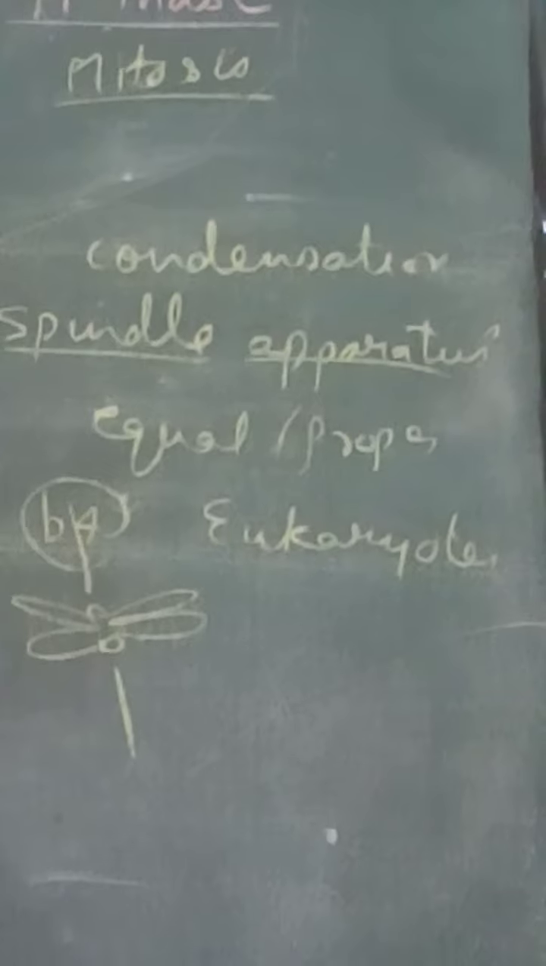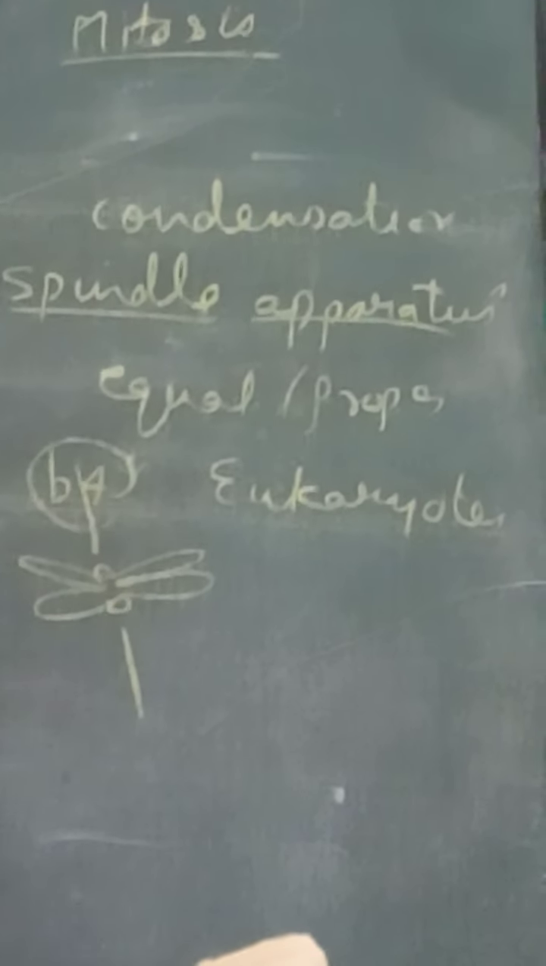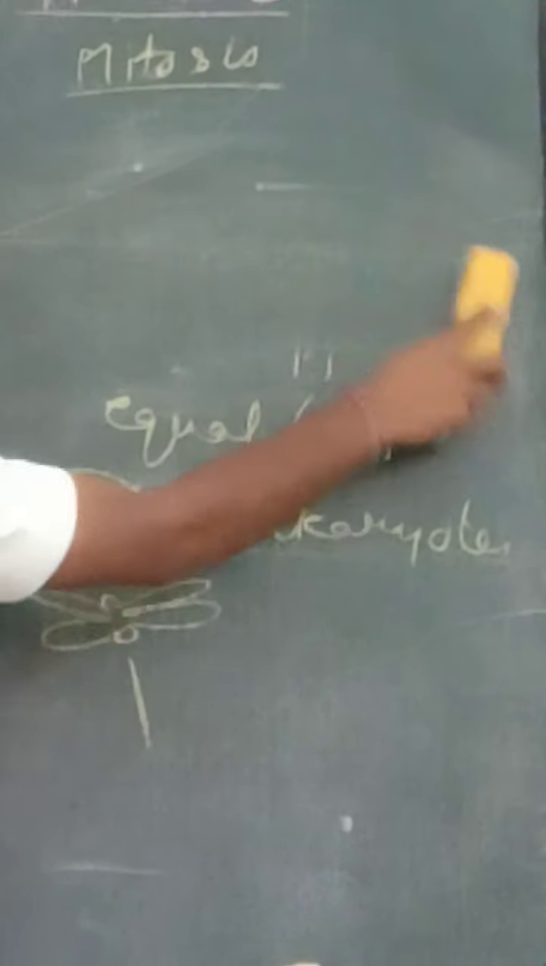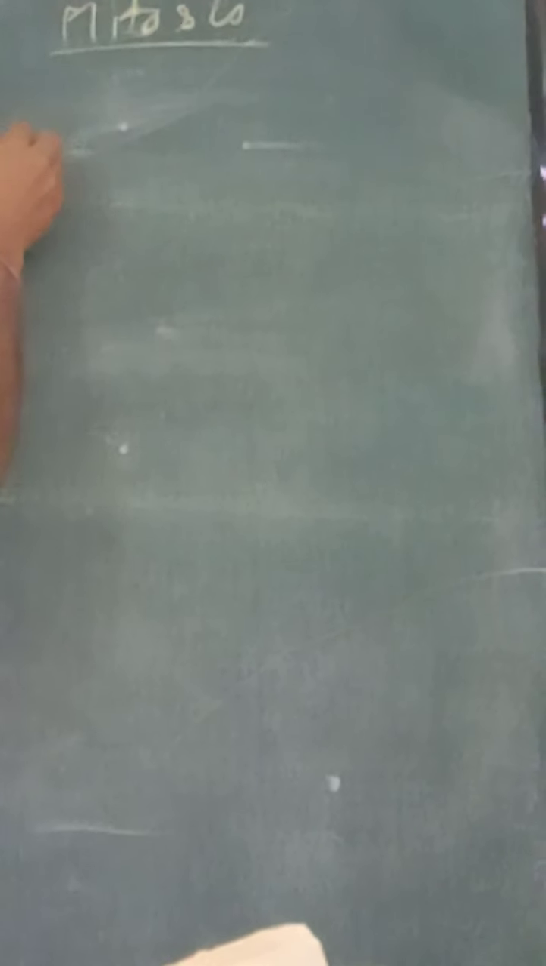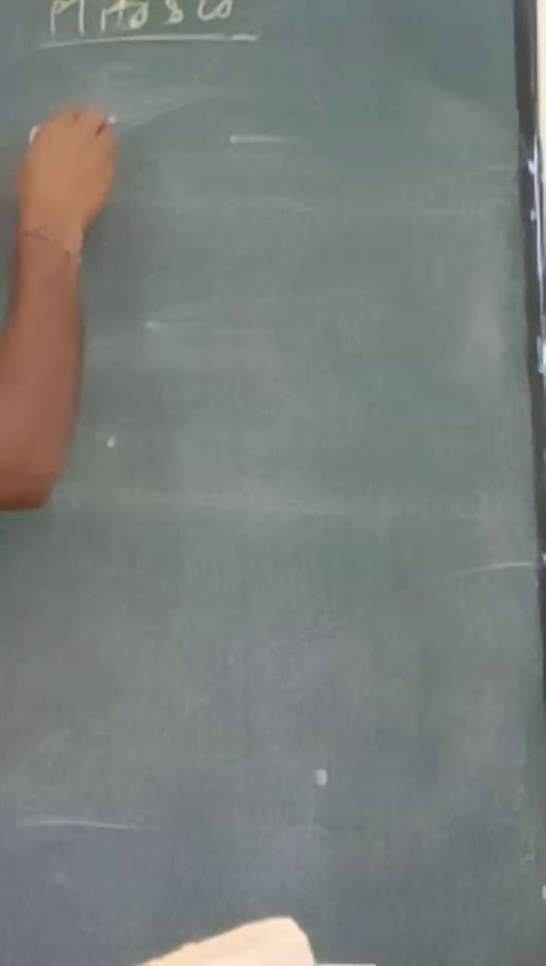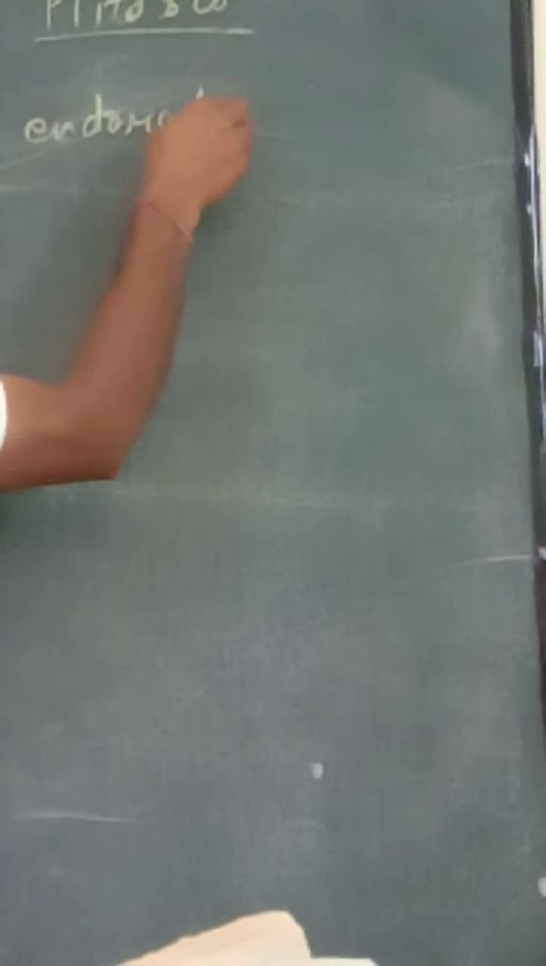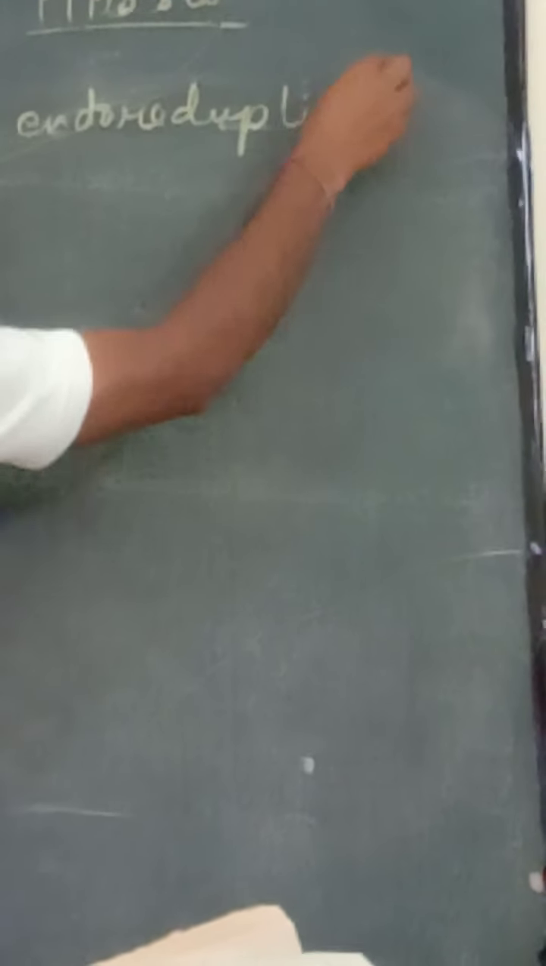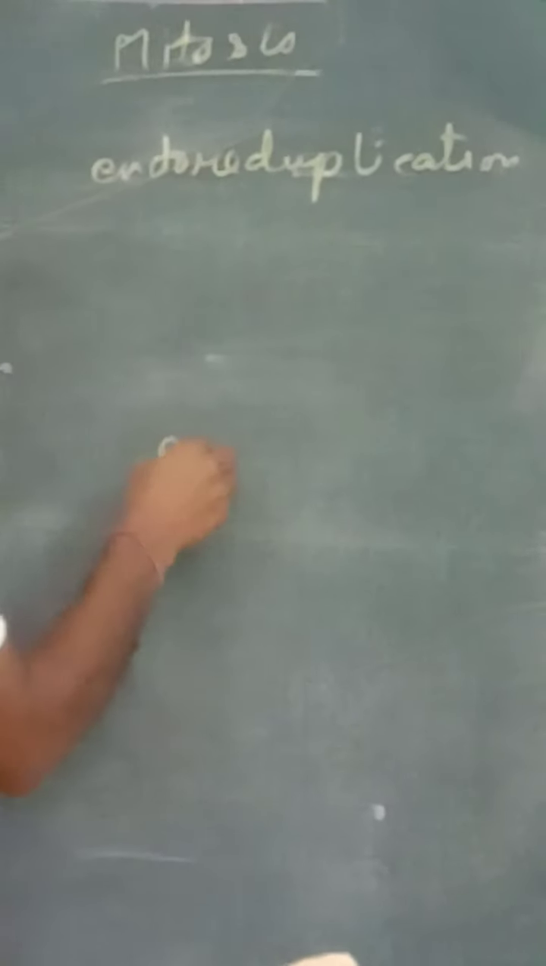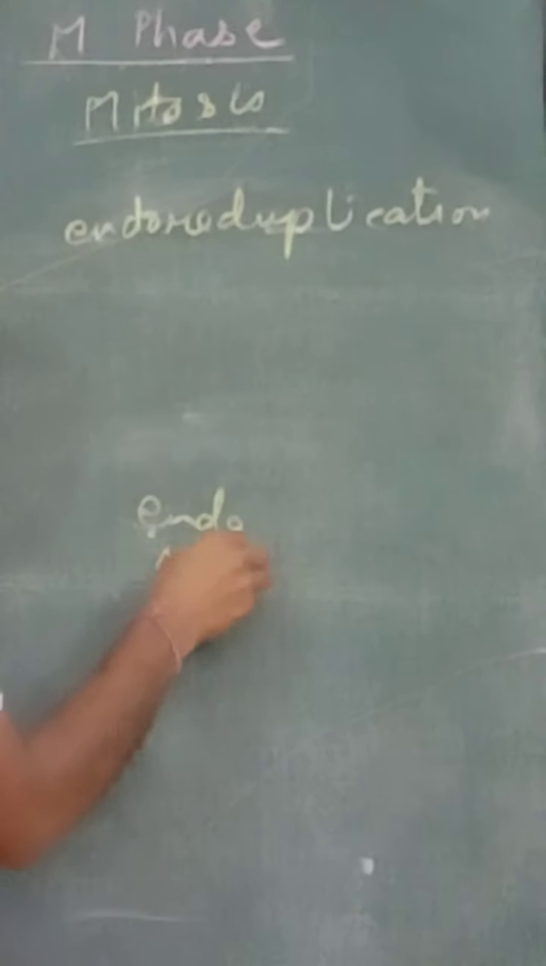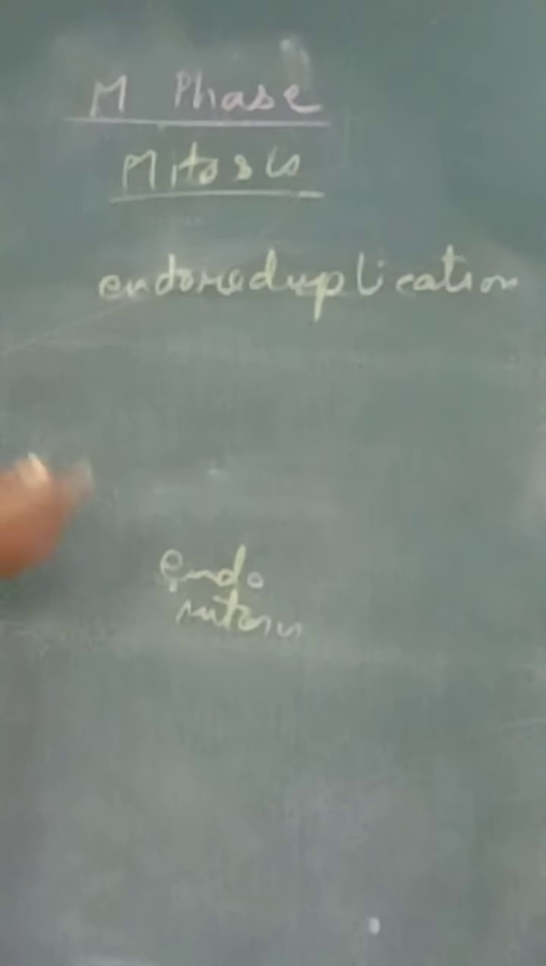Two abnormalities that are associated with the condensation of chromosomes and spindle organization are: first is endo-reduplication, and another one is endomitosis.